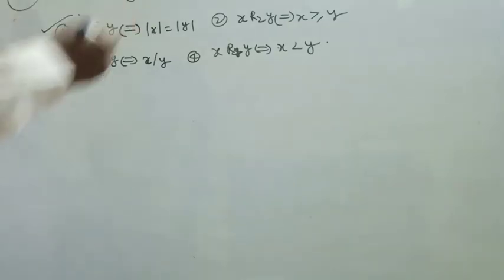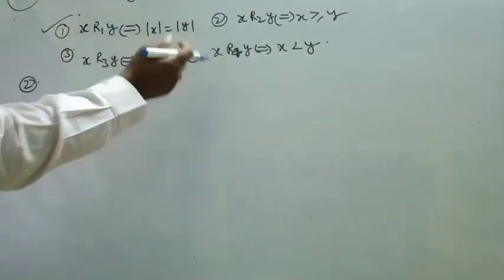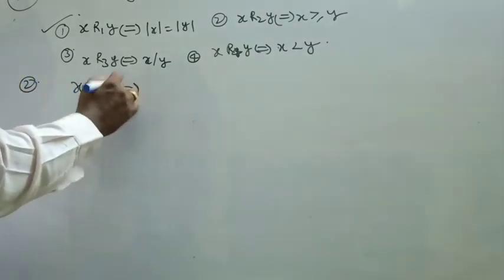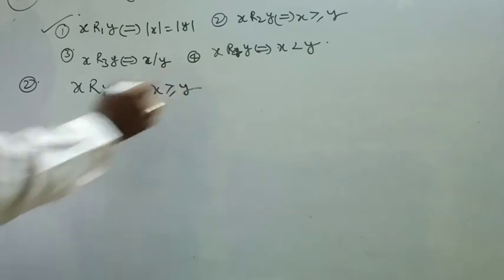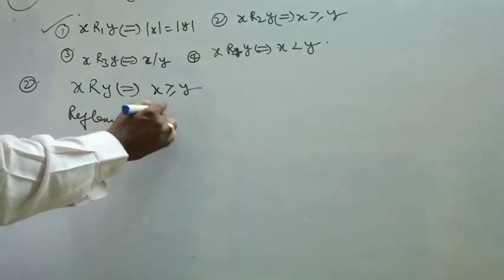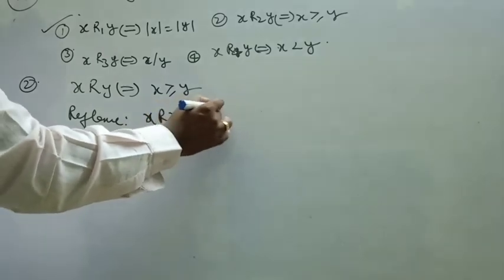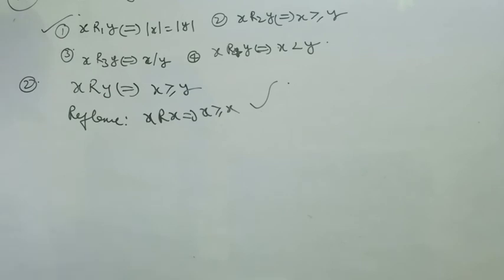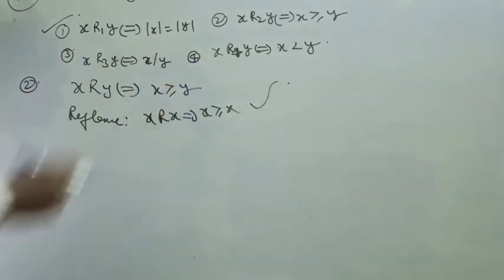Next, for conceptual purpose, let us check the second, third and fourth also. The second one: X related to Y means X is greater than or equal to Y. Let us check first reflexive. Reflexive means X should be related to X. That means X is greater than or equal to X. This is true. For example, 2 is greater than or equal to 2 because the equal symbol is there. That's why it is satisfying.